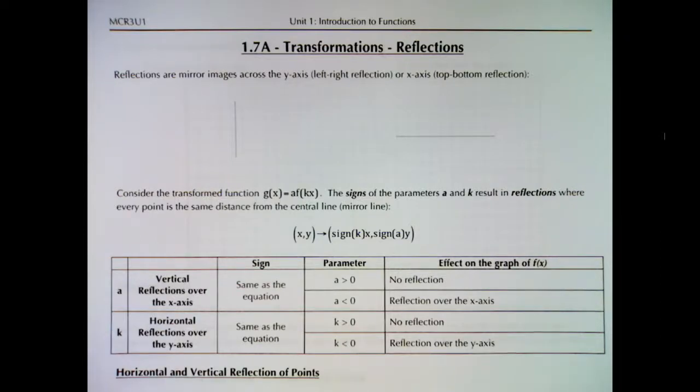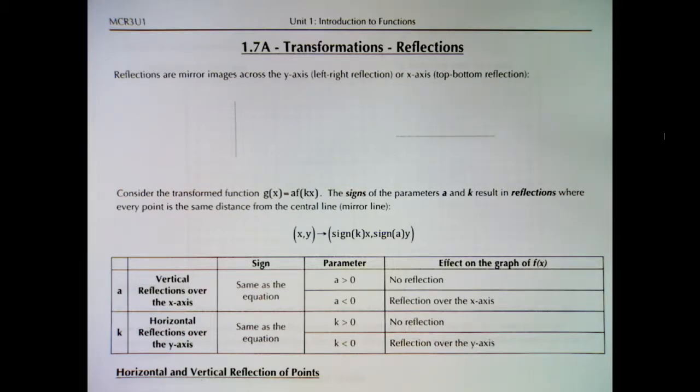Okay, this is lesson 1.7a, transformations, and this time we're talking about reflections. Two different types of reflections. We can have a vertical reflection, which is a reflection top to bottom or bottom to top, and we can have a horizontal reflection, which is a reflection from left to right or right to left.